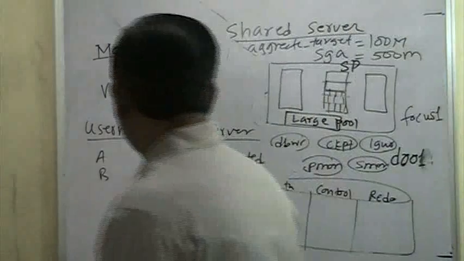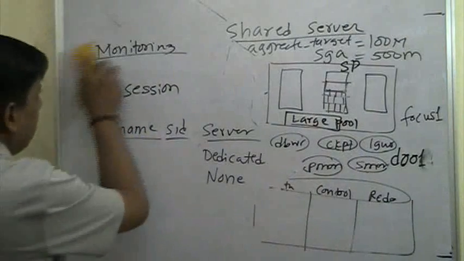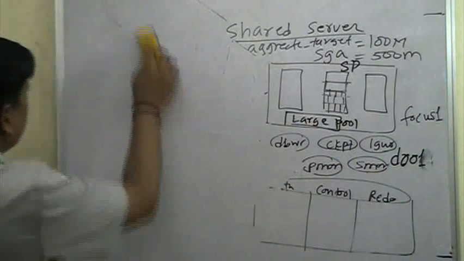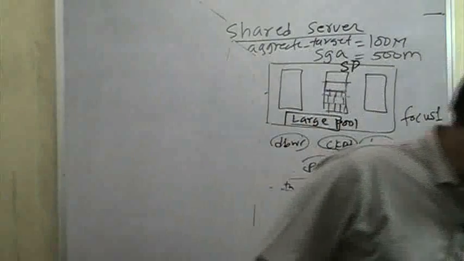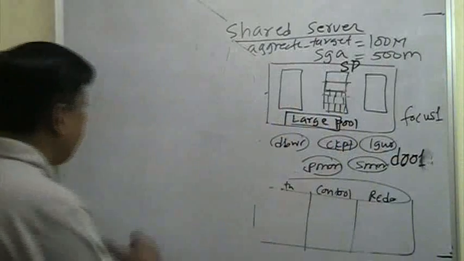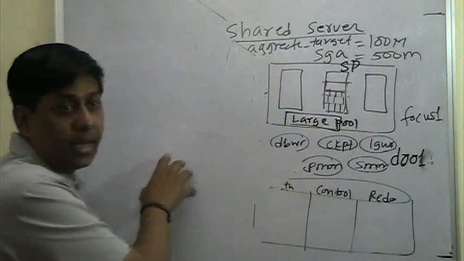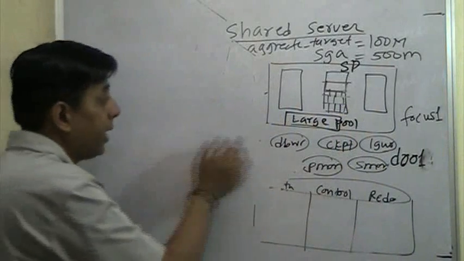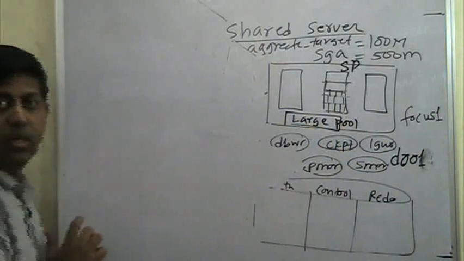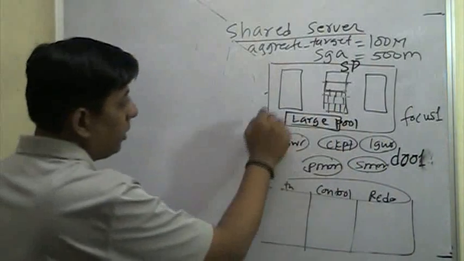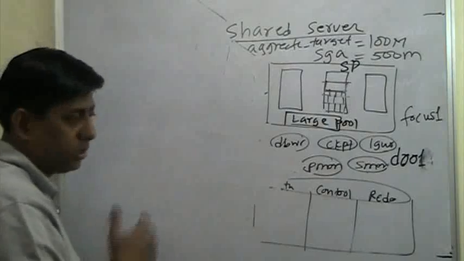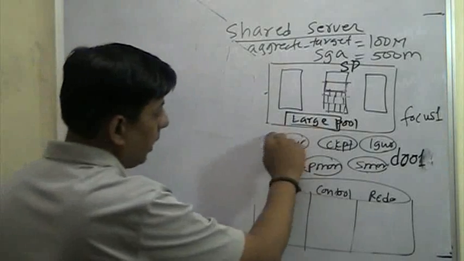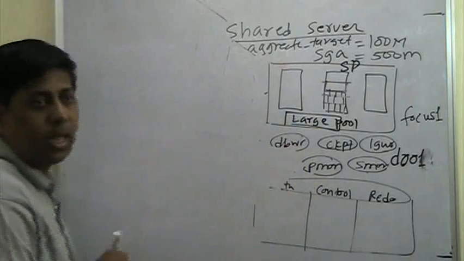So this is the monitoring that I would say. Then one more thing that I had mentioned: whenever we set up the shared server, it is a good idea, not a mandatory thing, but a good idea, to set up a large pool. Because once we set up the large pool, the PGAs, which are actually called UGAs there, user global area, will go and sit inside the large pool.